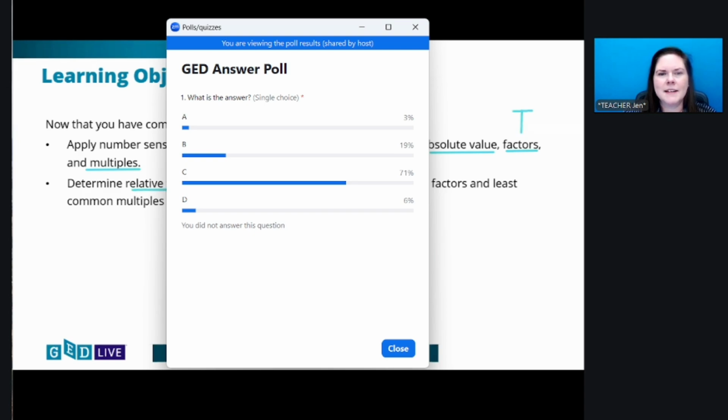We talked about relative values. We talked about factoring numbers to find the GCF and the LCM.